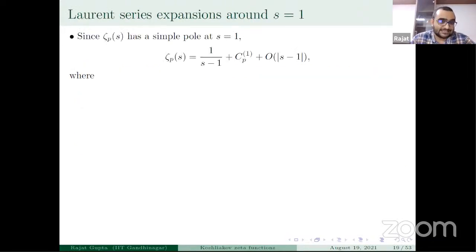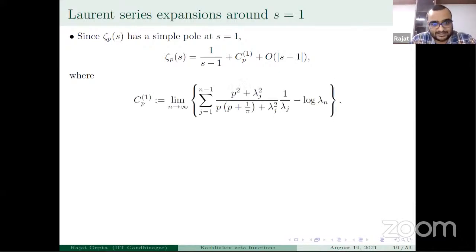So as we know, zeta p of s has a simple pole at s equal to 1, so it can be expanded through a Laurent series expansion. So zeta p of s equals 1 upon s minus 1 plus cp of 1 and then an error term with s minus 1. So if you take zeta p of s minus 1 upon s minus 1 and you take the limit s tends to 1, you will find that the limit will be cp of 1. And if you take p tends to infinity, this reduces to the Riemann zeta function, and cp1 reduces to the Euler constant.